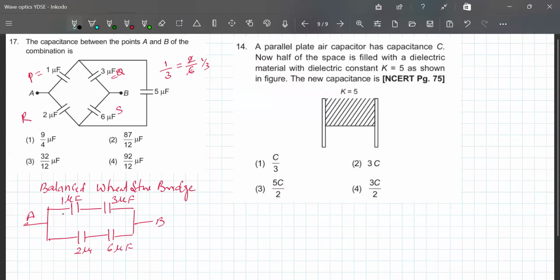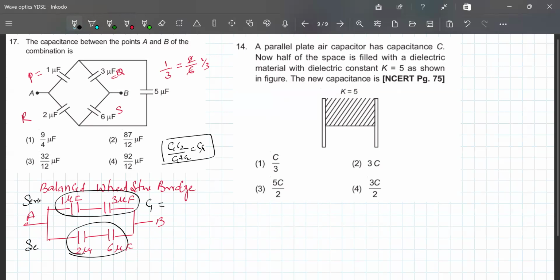Now this 1 and 3 are connected in series. These two are connected in series. Series formula we have C1 C2 by C1 plus C2. This is the series formula. Okay. I'm taking this as C1. C1 is equal to 3 into 1, 3 by 3 plus 1, 4. And I'm taking this as C2. This is for the series combination. Then C2 is equal to 2 into 6 by 2 plus 6, which becomes 8.